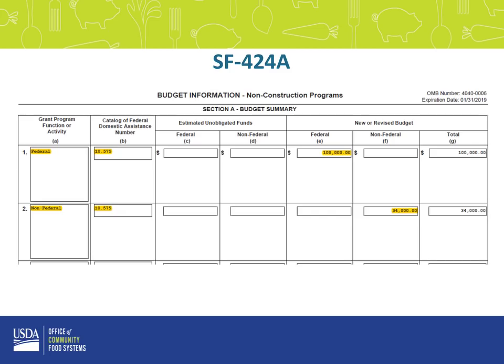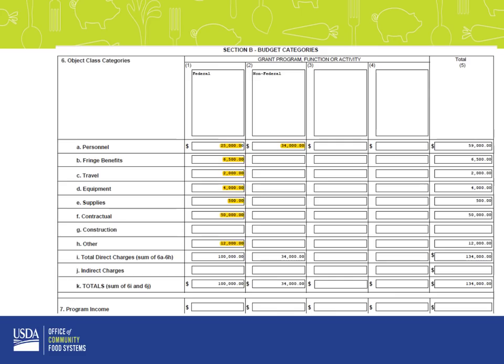It's really important, though, that you don't mix your federal and your match together in your budget, because we don't have any way of pulling that out when you put it all in one column or in one row. It'll make a little more sense on the next slide, which is the second page of the 424A.